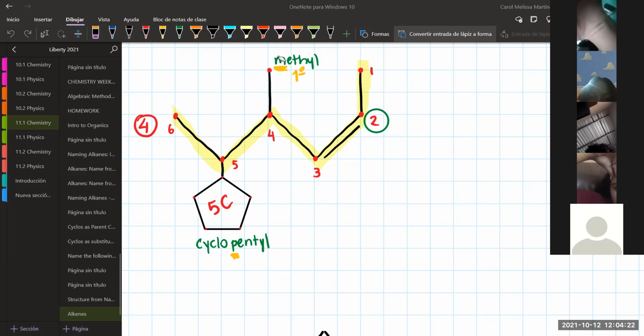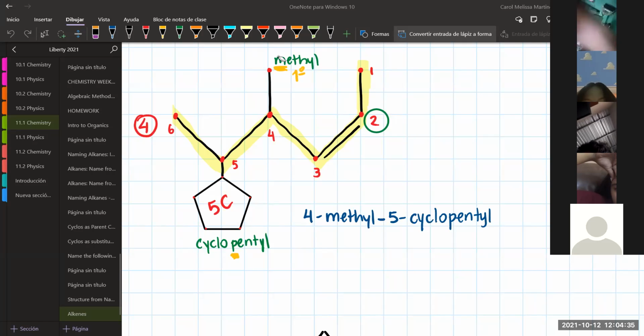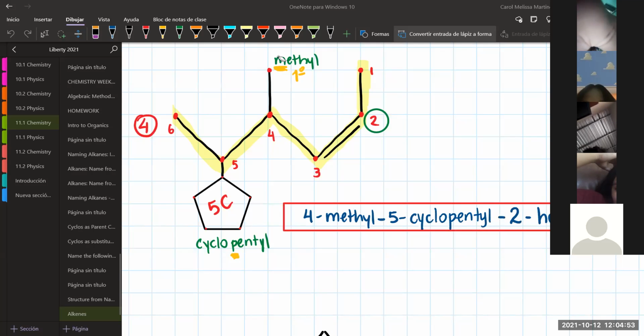So the name will be 4-methyl, 5-cyclopentyl, and then the parent chain. The double bond is located in the position 2 and it is a 6-carbon parent chain, so it's going to be hexene. And that is going to be the name for it. Even though it looked a little bit complex, it was easy in the end.